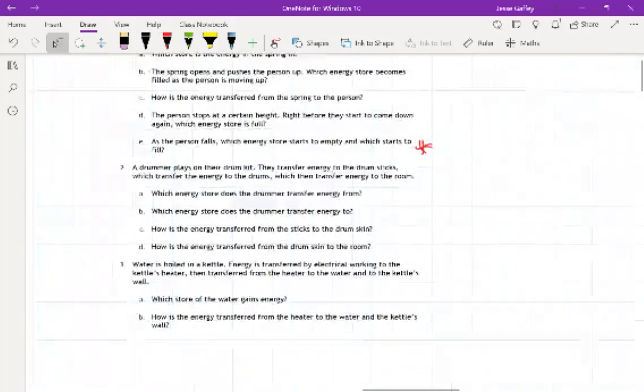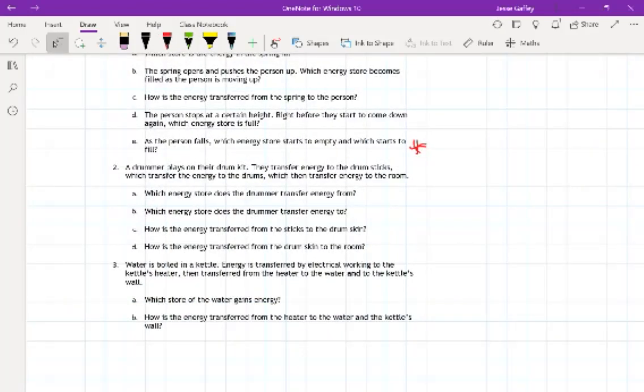Number 2, a drummer plays on the drum kit. They transfer energy to the drumsticks, which transfer energy to the drums, and then transfer energy to the room. So we've got a lot going on here. As you can see, the questions are getting a little bit more complicated each time.